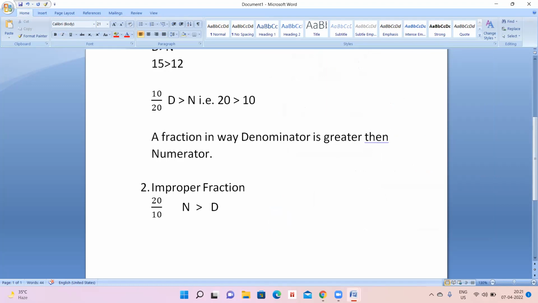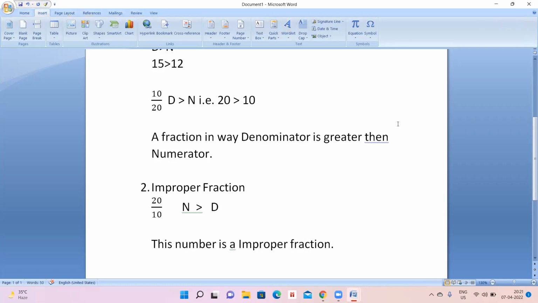You can see that 20 is greater than 10. That means the numerator is greater than the denominator. That means this number is an improper fraction, just because the numerator is greater than the denominator. So this type of condition is called an improper fraction. My dear students, I will give you a few more examples for better understanding.